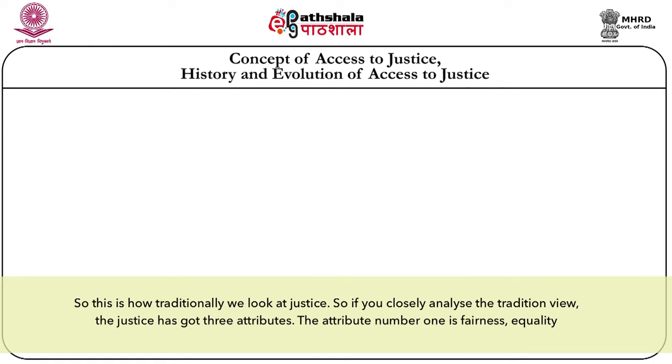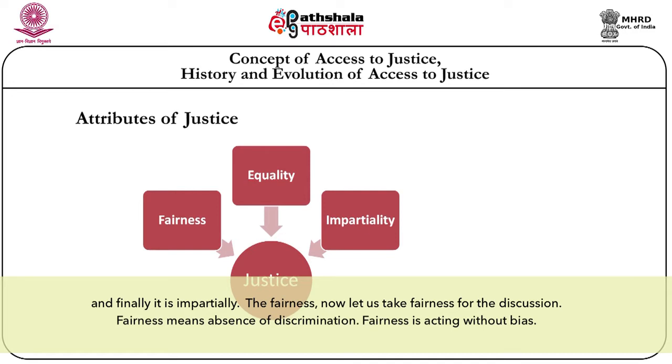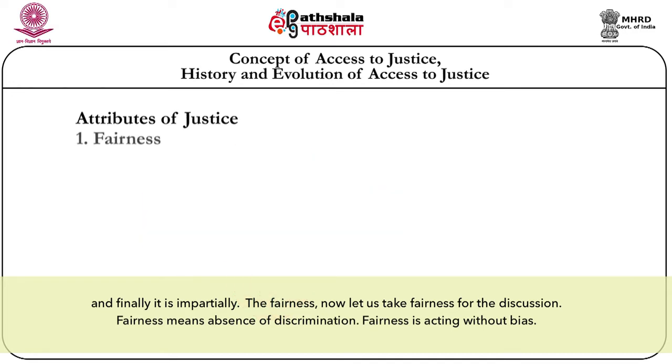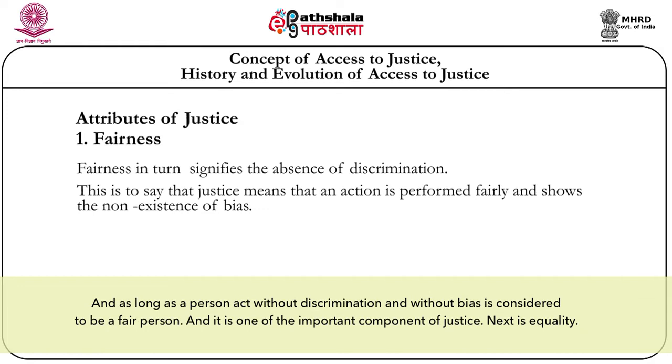If you closely analyze the traditional view, justice has three attributes. Attribute number one is fairness, then equality, and finally impartiality. Now, let us take fairness for the discussion. Fairness means absence of discrimination. Fairness is acting without bias, and as long as a person acts without discrimination and without bias, he is considered to be a fair person, and it is one of the important components of justice.